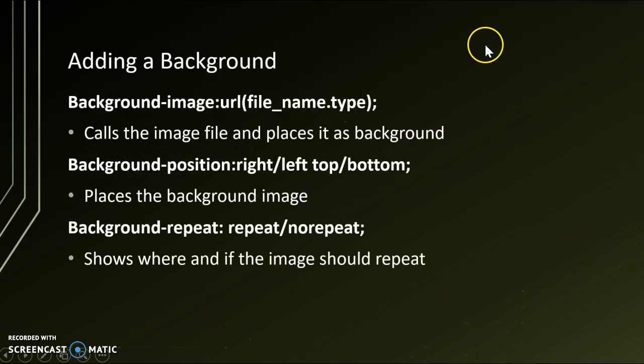So first I'm just going to teach you how to add a background, and the first step is you're going to use this background image, and then you're just going to put the file for the picture that you want to use as the background. Then you can use the background position to say where you want it to start, and then you'll use background repeat to say whether you want to repeat it or not.